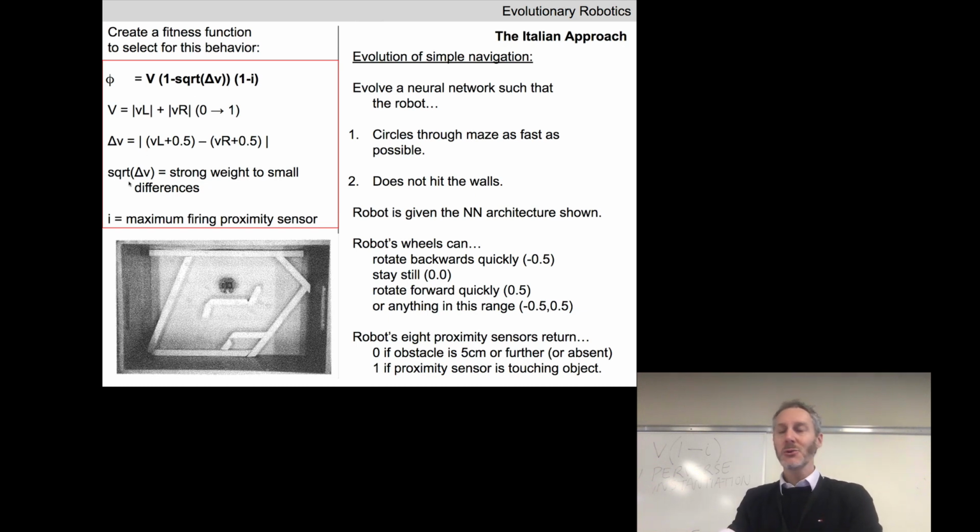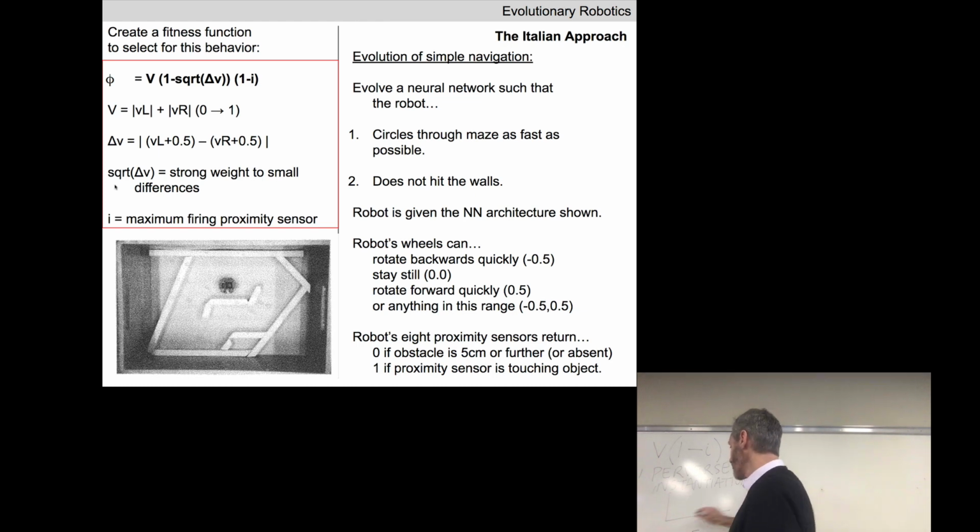There's an additional twist here, which is that they took the square root of delta V, so we can convince ourselves that delta V is a positive number, so we're not going to end up with imaginary numbers in our fitness function. Why do they take the square root?